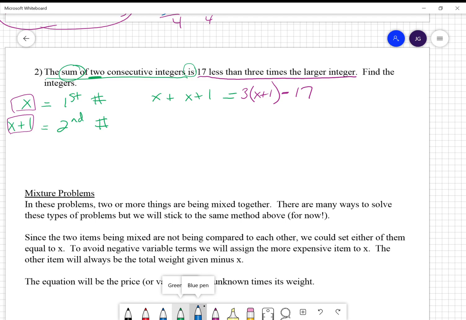And now I'm going to do the math. On the left, I can combine like terms. On the right, I can distribute. On the left, I can't do anything more, but I can on the right. So I'm going to rewrite the left side and do work on the right side. 3 minus 17 is negative 14.